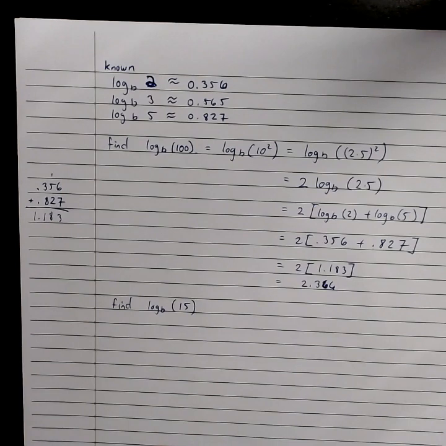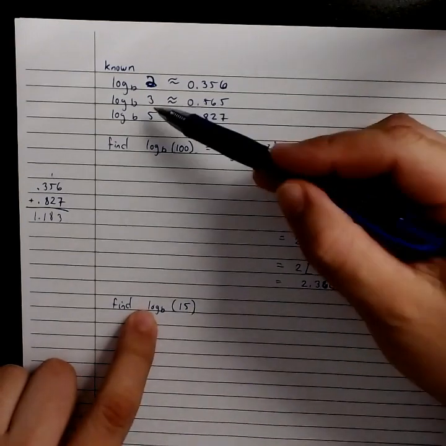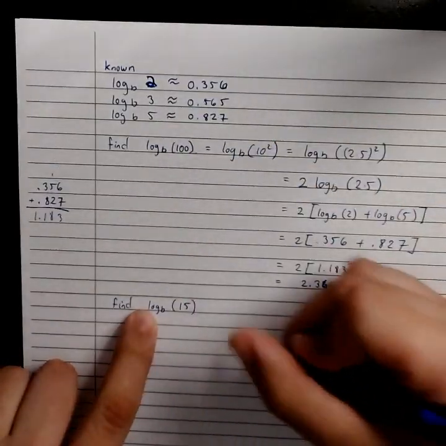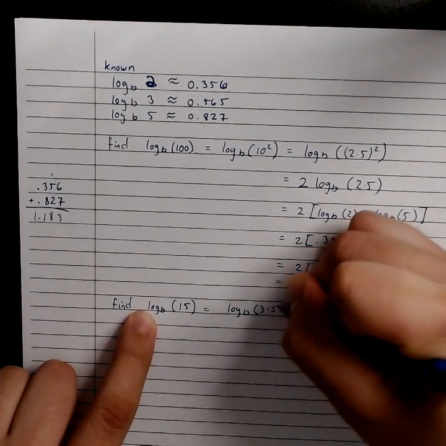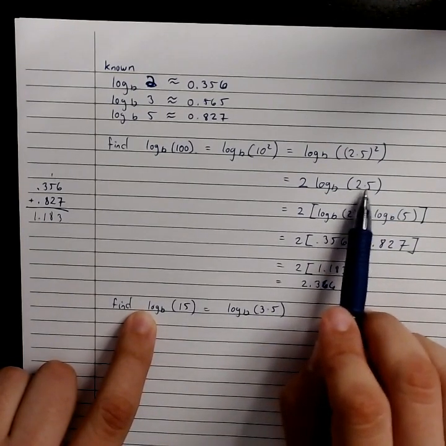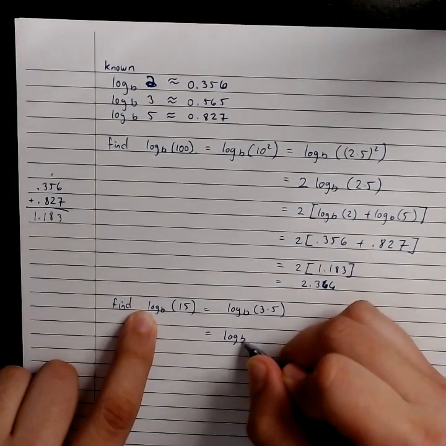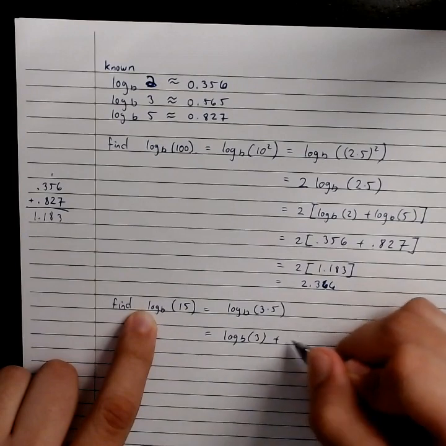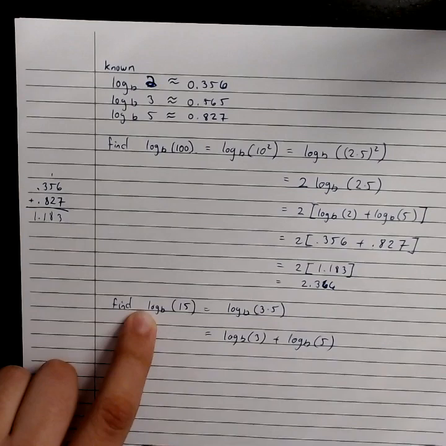All right, so log base b of 15. Well, I don't know the log base b of 15, but I notice that I can write that as the product of 3 and 5. So I can write this as log base b of 3 times 5. But now, I have a property that says if I'm multiplying two things in an argument, I can simply write them as the sum of log base b of the first argument and log base b of the second argument. But those are both numbers that I know.